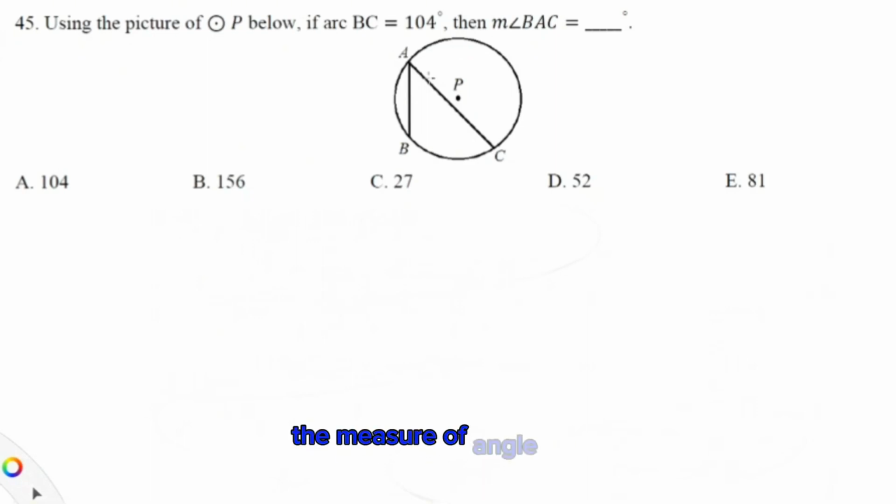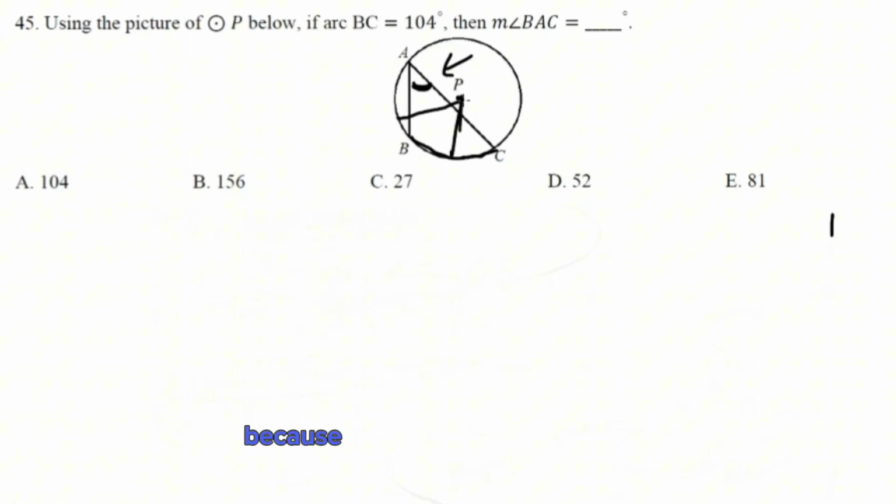Next, using the picture of the circle P below, if arc BC is equal to 104, then the measure of angle BAC is equal to what? Alright, so our arc BC is just from here to here. And the angle of BAC, that's what we're trying to find. This is called an inscribed angle because it's in a circle. If it was a central angle, it would be here. But it's not that because it's not on the center point.